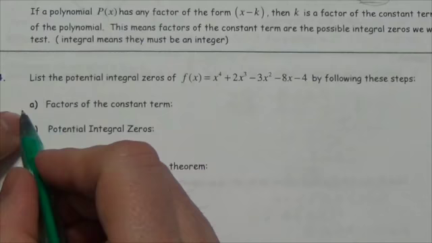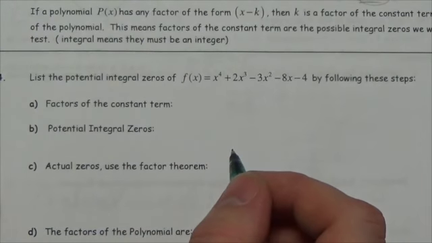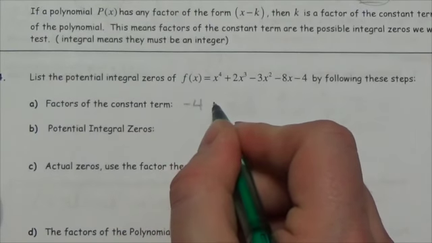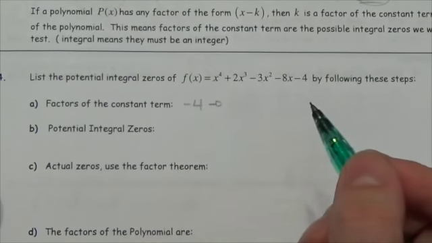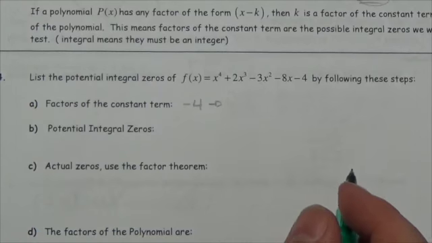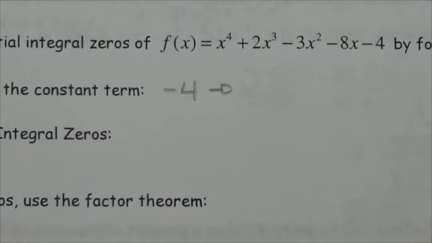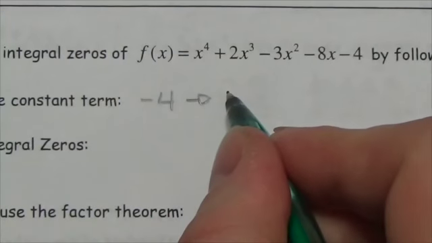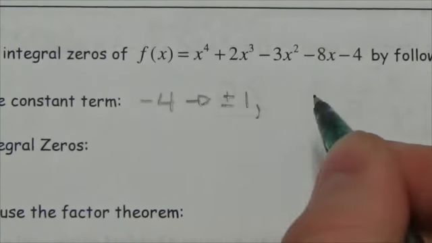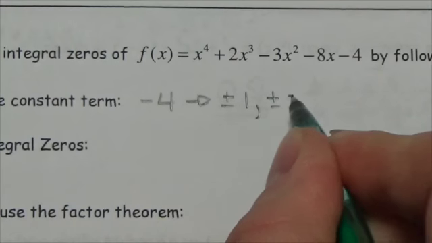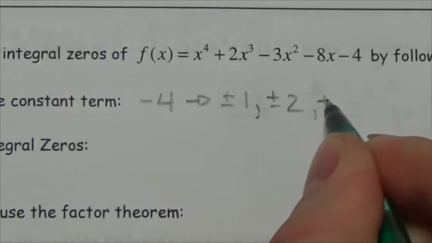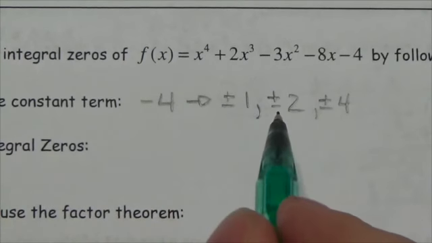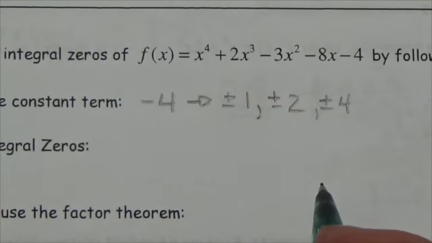The first thing we're going to do here is look at the factors of the constant term. Well, the constant term in this case is negative 4. Maybe we'll zoom in a little bit here. For negative 4, what are the factors? Well, it could be plus or minus 1, plus or minus 2, and then plus or minus 4. By putting these together in different ways, I'm going to come up with negative 4.